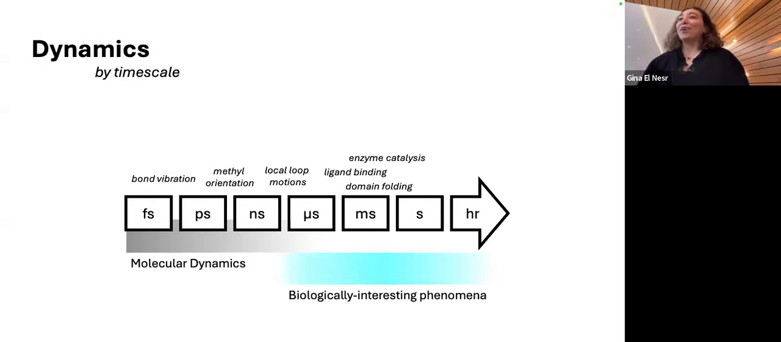But then all the really fun biologically interesting phenomena like enzyme catalysis and ligand binding and domain folding and so on and so forth actually occur from the low microsecond to even the hour time scale in the natural protein space. And so we want to learn from that. We want to actually be able to capture that in terms of data and to actually learn what are the fundamental important values there so that we can actually use it for doing something like protein design.